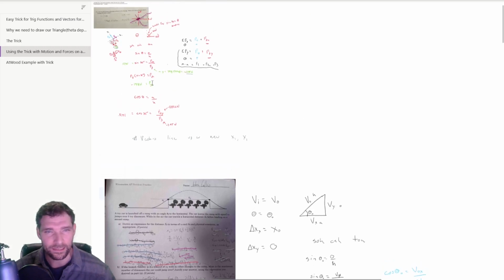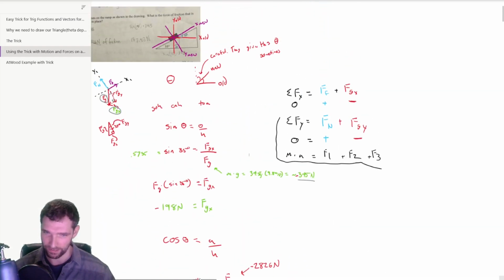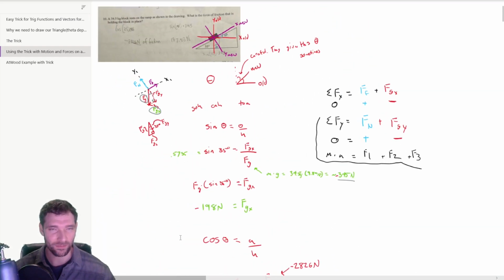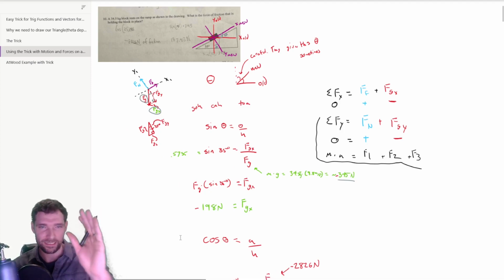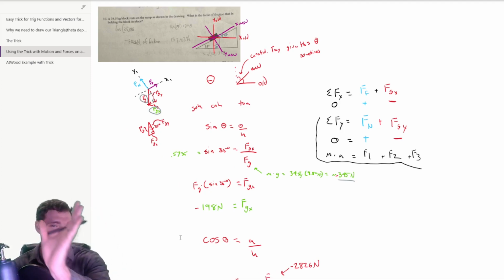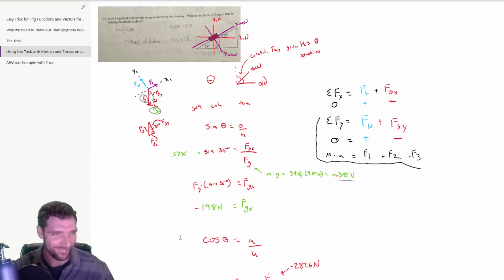Just keep in mind that the force of gravity is very commonly used on these problems, and so you're going to have to get good at rotating gravity and saying, okay, that was y, but now this is the new y. What's the rotation from that, right?